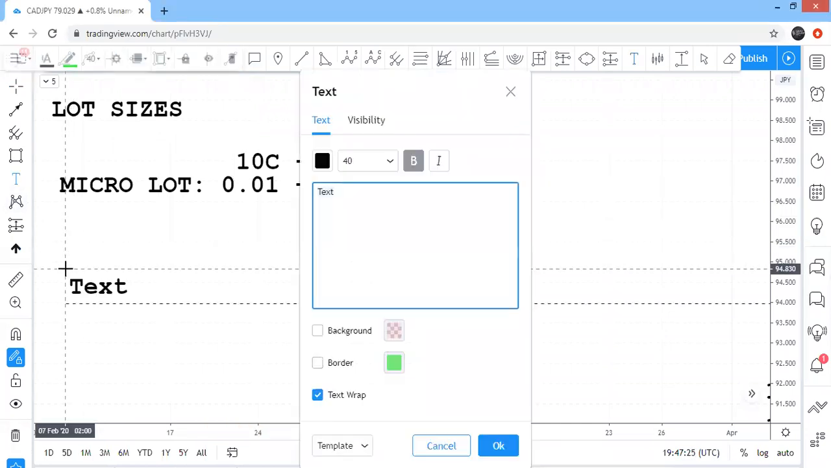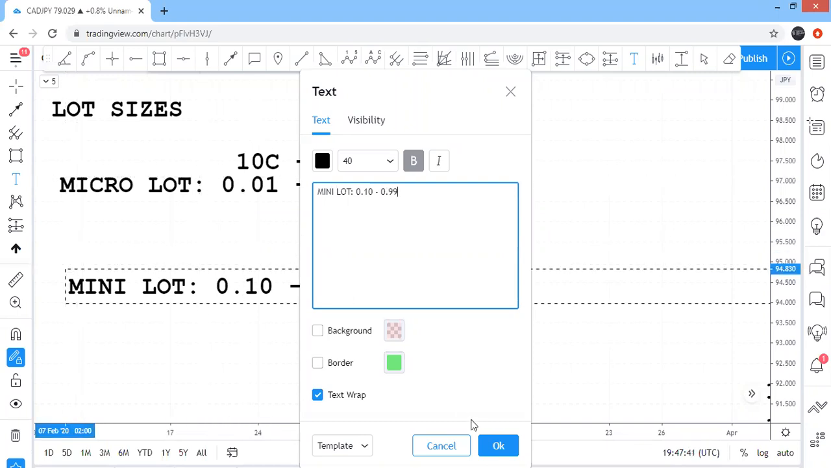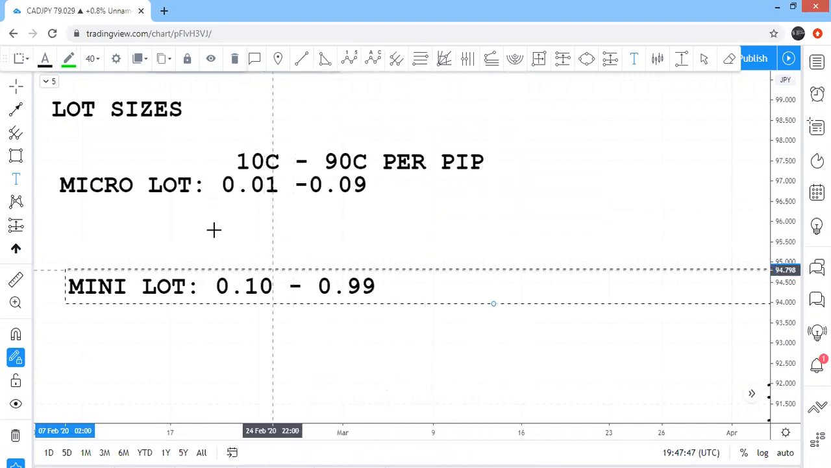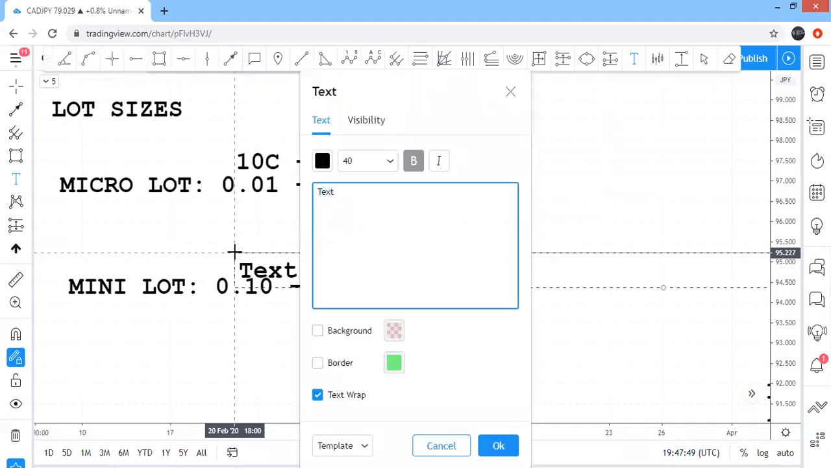So the next category is the mini lot category. And that starts at 0.10 going all the way to 0.99. That's all mini lots, which means from here, you are either making as little as $1 per pip or $9.99 or $9.90 per pip.